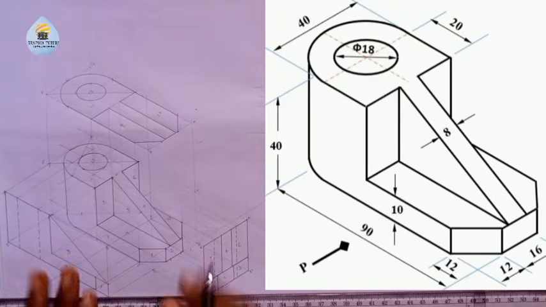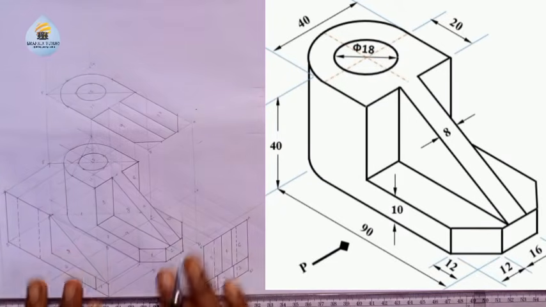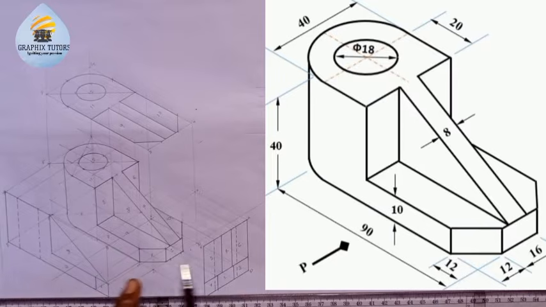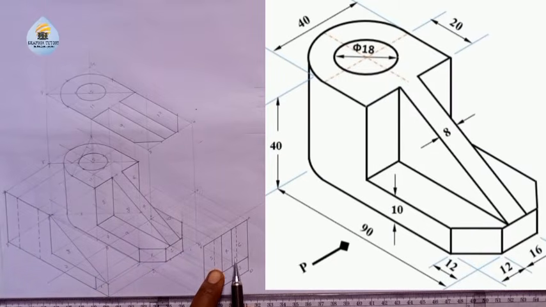Now, if you look at this figure very well, this is the end. This is the front elevation as shown in the arrow. This is the end elevation, and this is the plan, right?